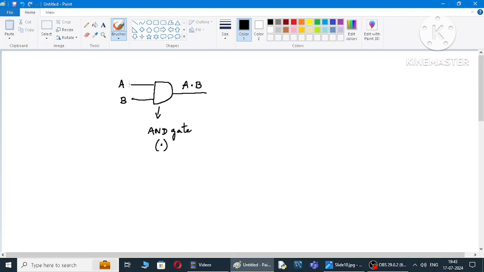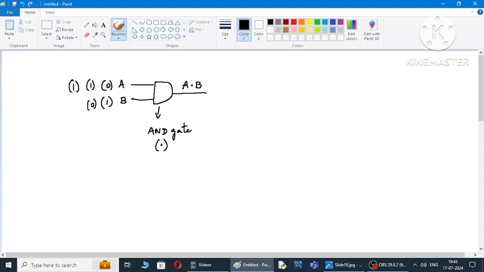Right? Now, how do you give the input? Suppose this is a circuit. You put this A as 0 and B as 1. The signal is 0 here and 1 here. What will be the answer? Suppose A is on and B is off. What will be the answer?